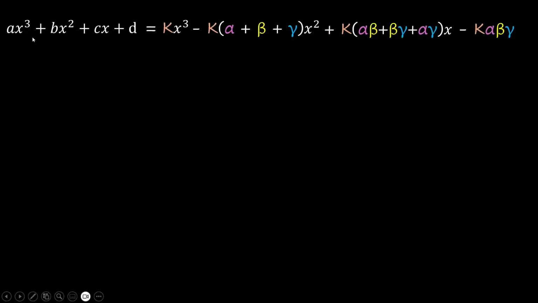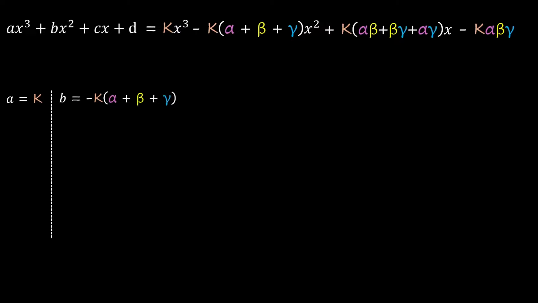Now, if you compare the left hand side to the right hand side, compare all the terms. If we compare x cubed terms, we get a equal to k. And if we compare the x squared terms, we get b equal to negative k into alpha plus beta plus gamma. That means alpha plus beta plus gamma is equal to minus b by k. And k is nothing but a, right? It's equal to a. So this becomes minus b by a.